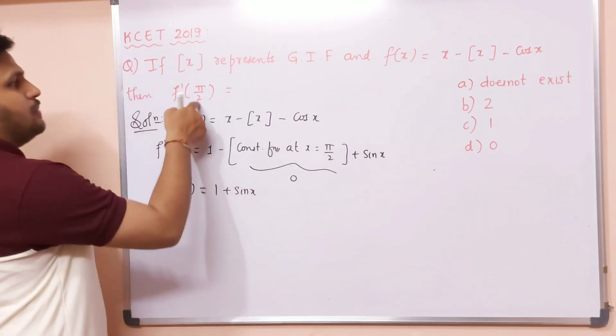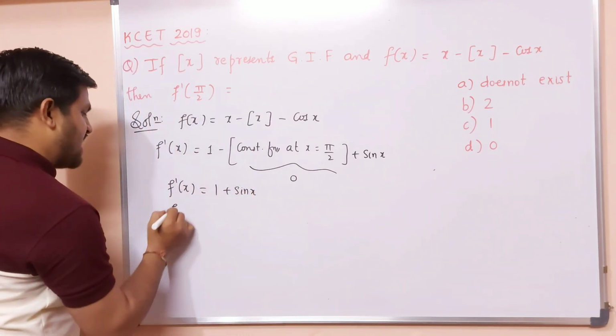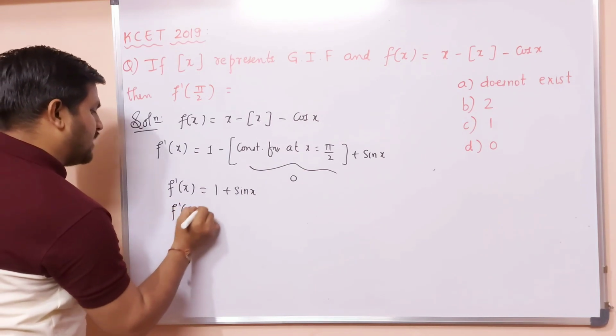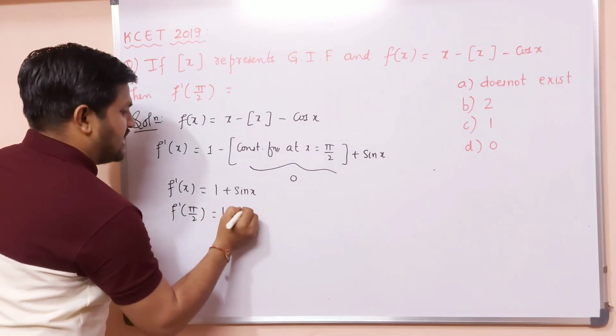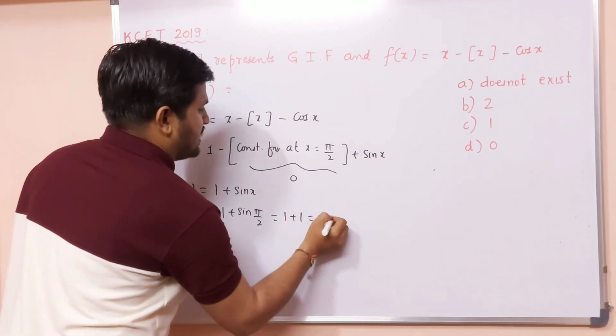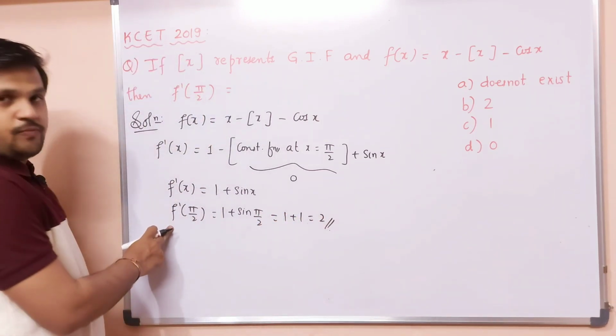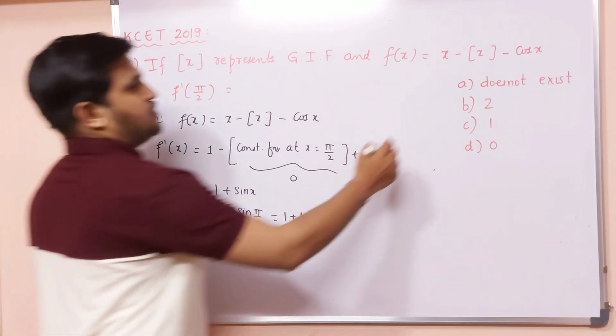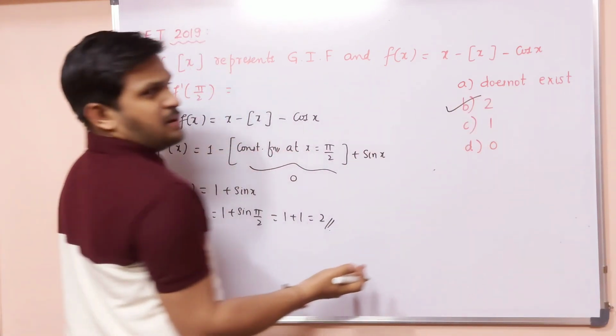Okay, so now tell me what the answer is. f dash of pi by 2, put x equal to pi by 2, sin pi by 2 is 1, therefore 1 plus 1 is equal to 2. f dash of pi by 2 is equal to 2. Option B is the right answer. So how much time does it take?